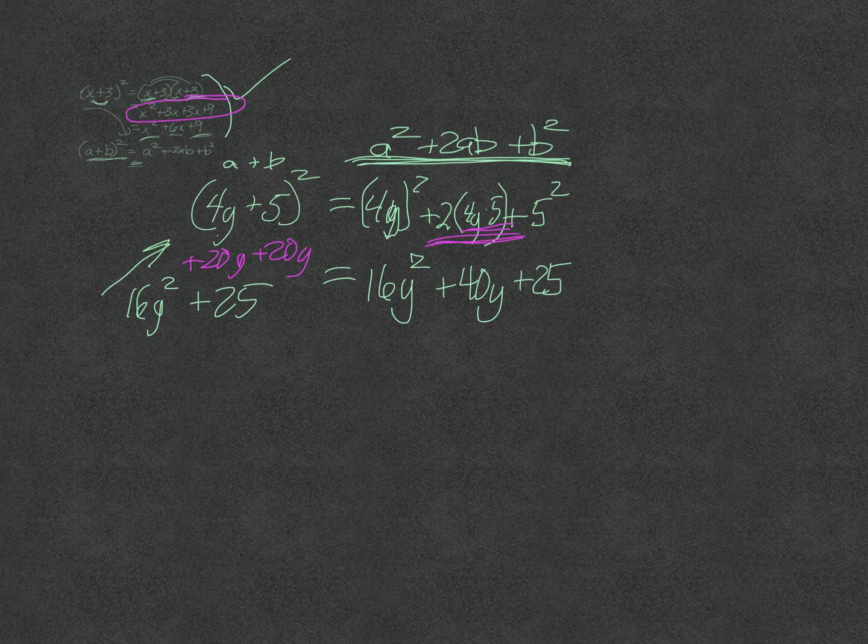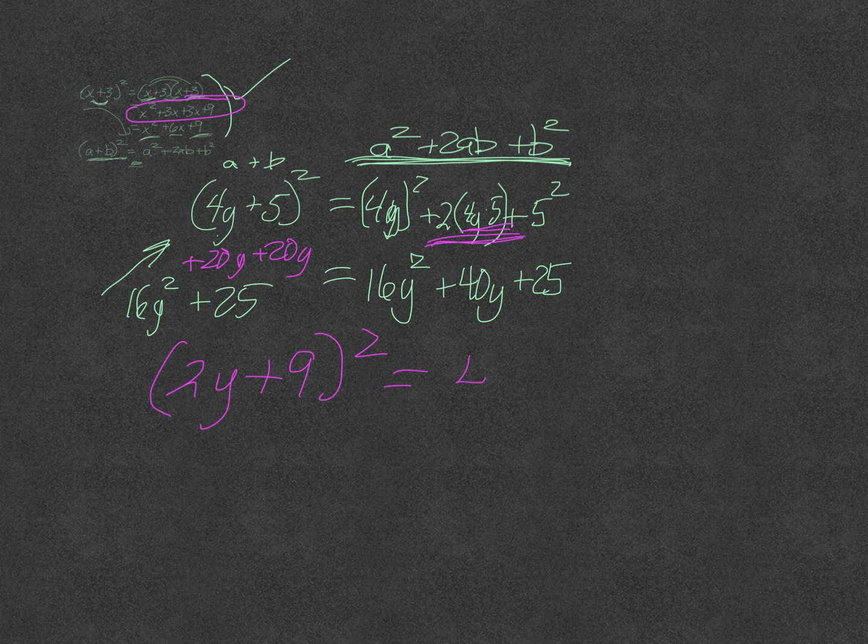All right, next problem would be, let's do 2y plus 9 squared. Okay? So when I see that, I go, oh, it's the first term squared.